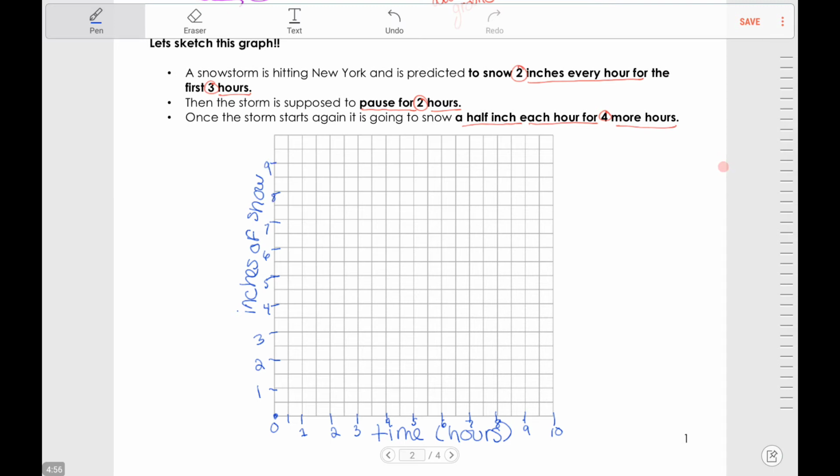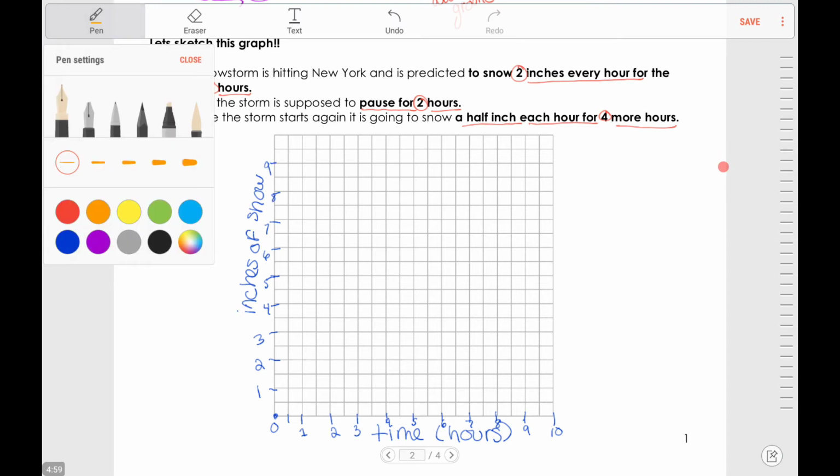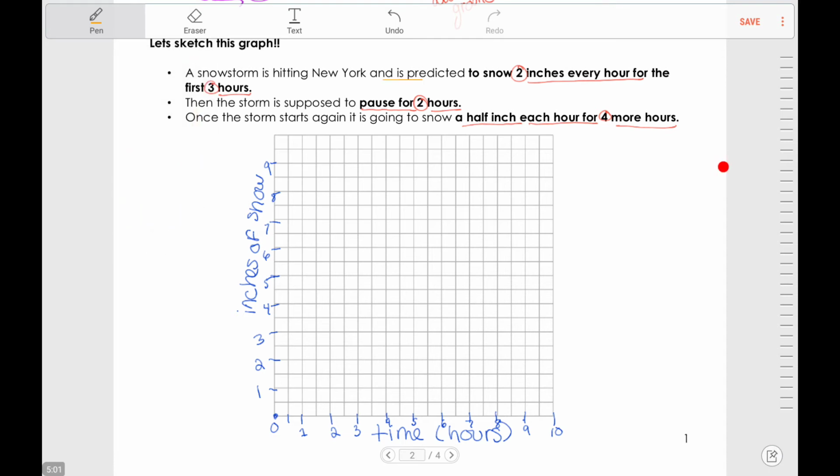Okay, so let's go back to that information. We'll go bullet by bullet. So a snowstorm is hitting, okay, we don't care about that. So we only care about 2 inches every hour for the first 3 hours. So that means for hour 1, let's make a little table. Hours, inches. For hour 1, it's going to have 2 inches. For hour 2, it's going to have 2 more. And for hour 3, it's also going to have 2 more inches. That's what that data is telling us.